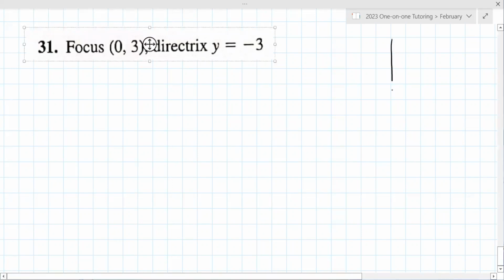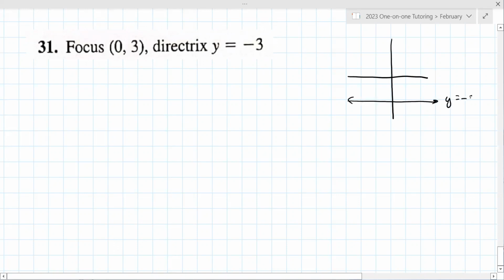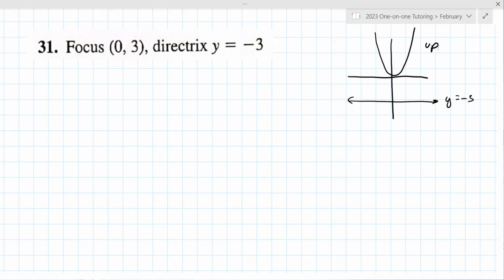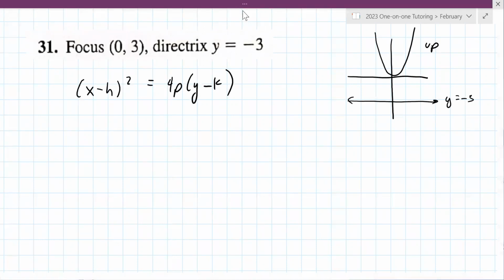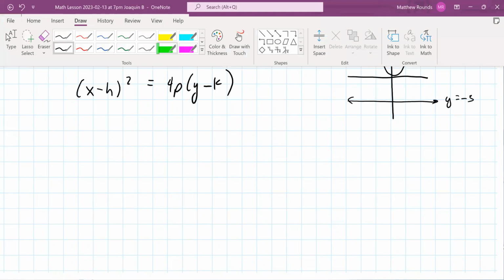If you're really stuck, you should try to at least graph it. This is y equals -3 down here. And that means it opens up. And that's important, because now you know which one it is. We know it's x minus h squared equals 4p times y minus k. Right. Now we use the given information. We're going to start with the directrix.